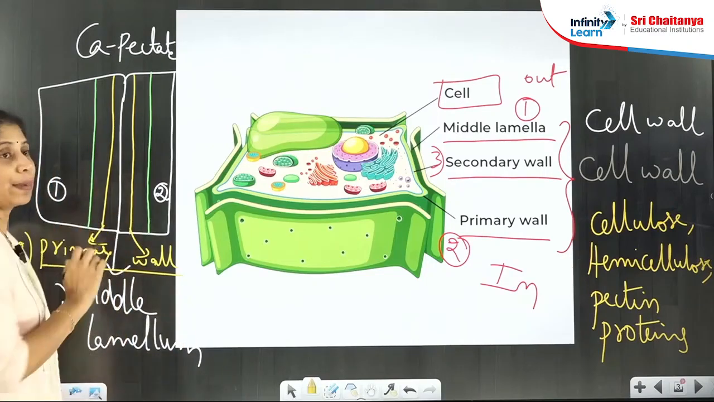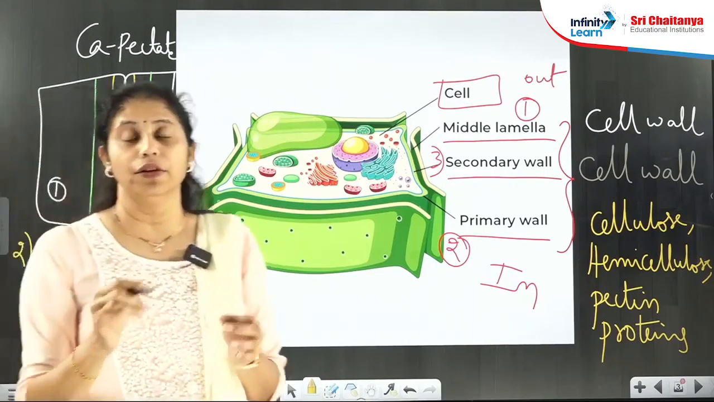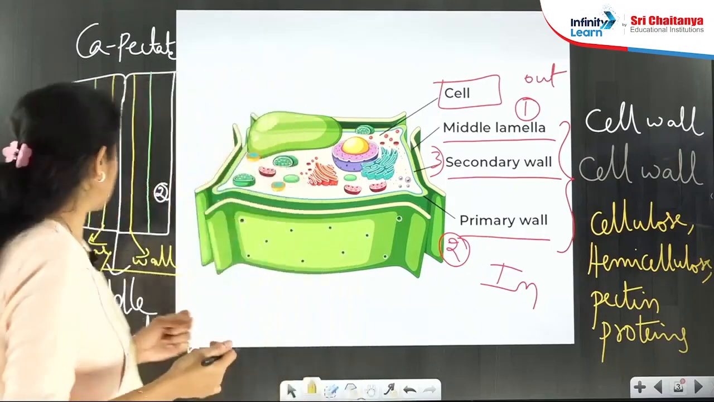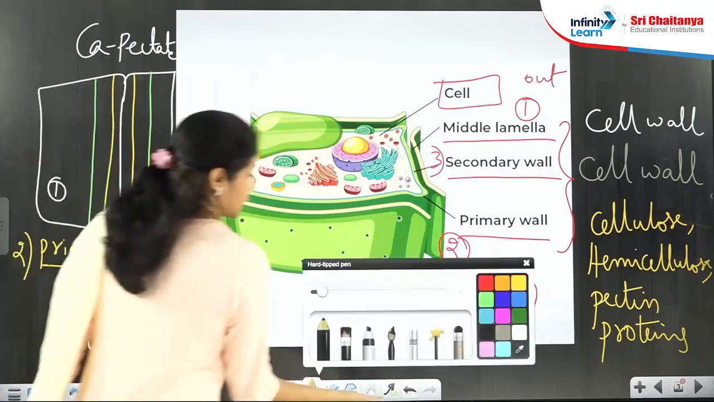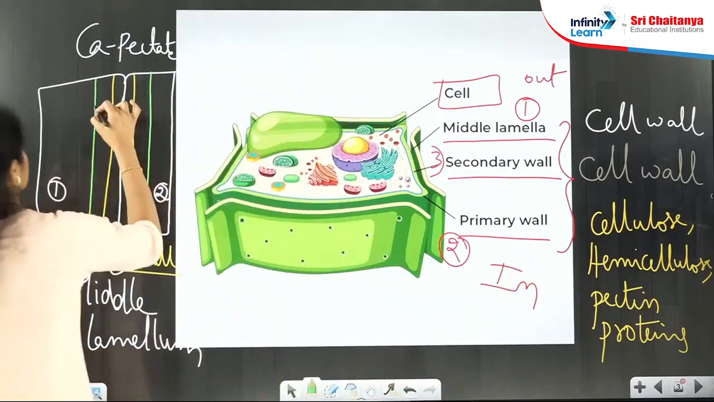And then inside the primary wall, we have one more layer which is called as secondary wall. In the secondary wall, this green one is the secondary one, secondary wall.